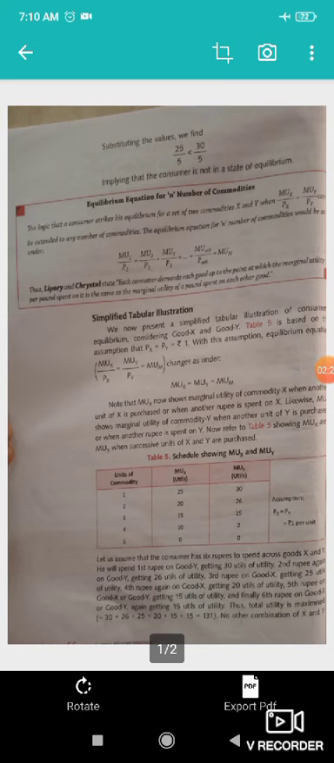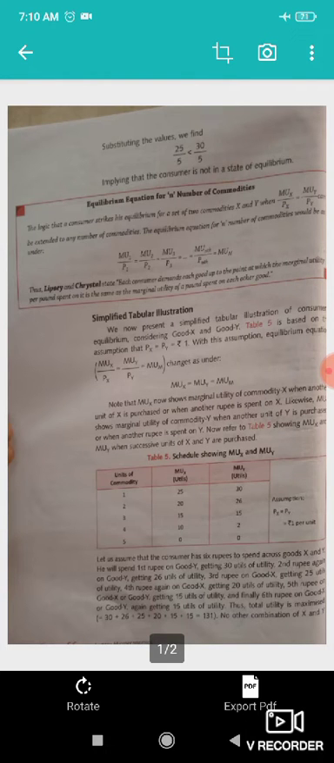Note that MUX now shows the marginal utility of commodity X when another unit of X is purchased, or when another rupee is spent on X. Likewise, MUY shows the marginal utility of commodity Y when another unit of Y is purchased, or when another rupee is spent on Y. Now we will see the table.